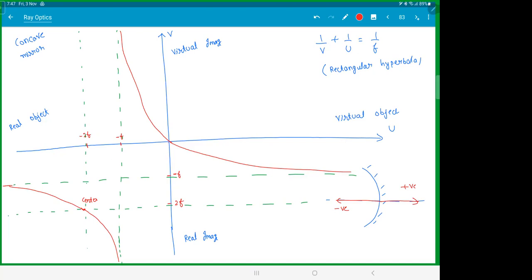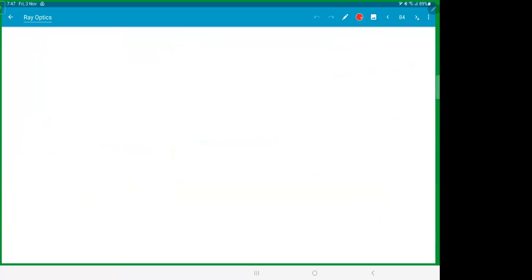Once you cross the focus, suddenly the image becomes virtual, meaning it goes to the right side. And as the object continues to go towards the pole, the image will come towards the pole. They meet at the pole. Once the object crosses the pole, it is not real anymore because you can't go into the mirror. That's a virtual object.